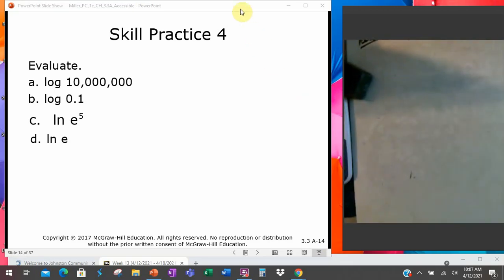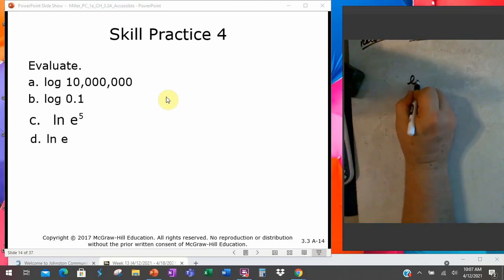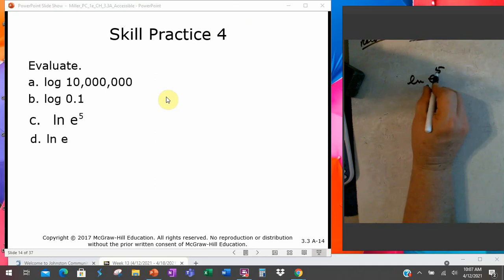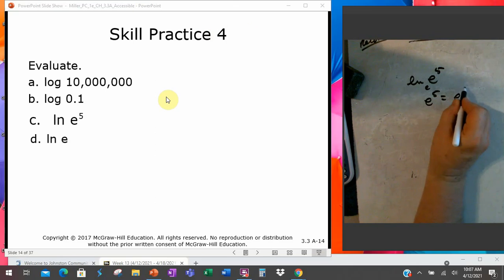Okay, so let's continue where we are. I wanted to work a couple more of these just to show you again what we had mentioned. What would that be? Since this is the base, I want to represent e to the fifth as the power of the base. Since they match, that exponent is what we're looking for.